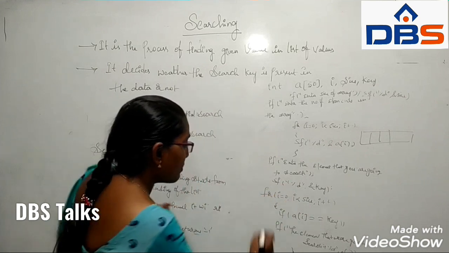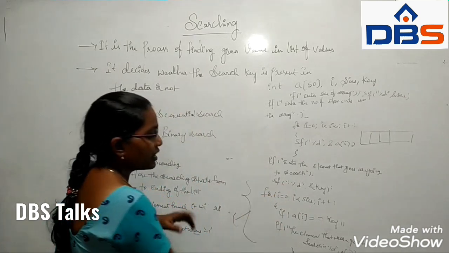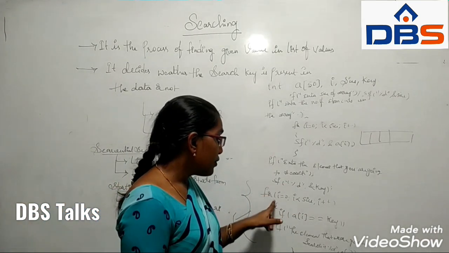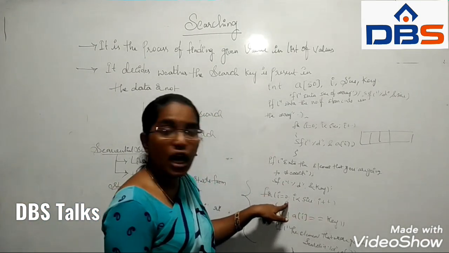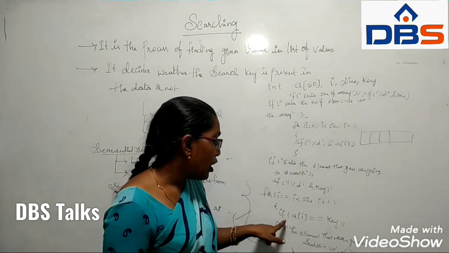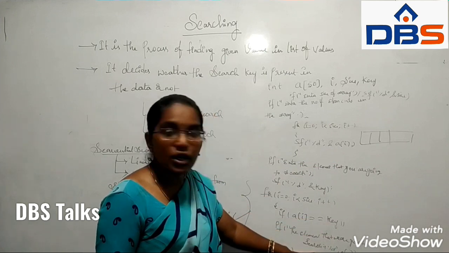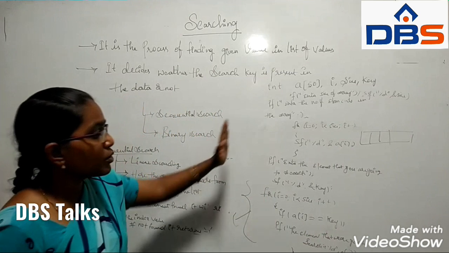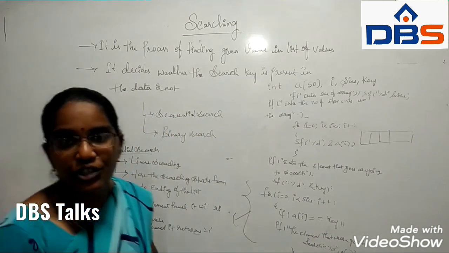Then this is the base, the main condition for the sequential search. This is the main key thing. For I is equal to 0, I less than size, the loop should be repeated up to that. After that, if the key element is found, then we write the code like this. This is the basic process that we are going to perform for the sequential search.